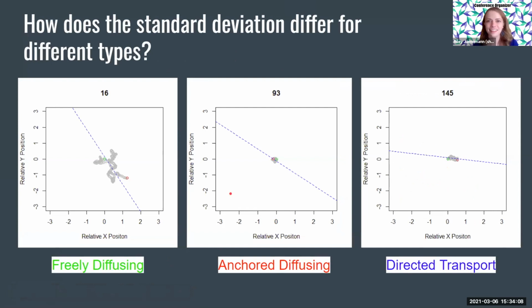And you might ask why this metric is useful for distinguishing between the different types. As you can see here, the freely diffusing and the anchored diffusing are going to be more evenly distributed along that major and minor direction. So kind of more of like the trajectory itself might be more of like a spherical circular shape, while the directed transport paths are going to have much more spread along that major axis. They're kind of elongated because they're favoring that particular direction.